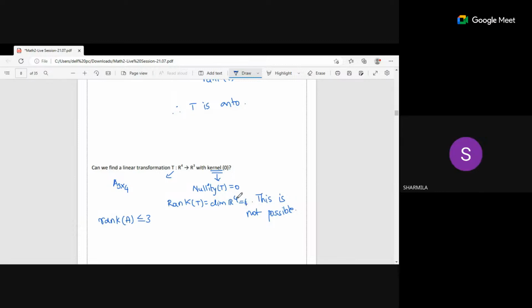Ma'am, kernel 0 means the function is 1 to 1. Okay. So in that case, it is not possible. If the domain is bigger than the codomain, the linear transformation can never be 1 to 1.